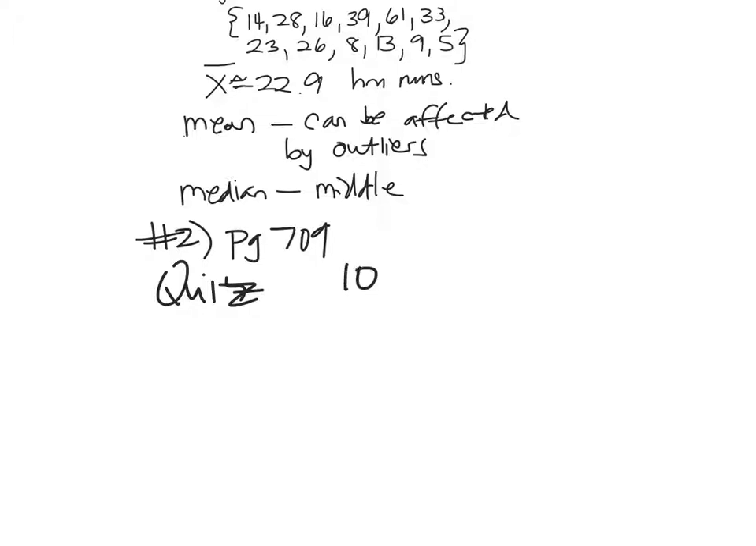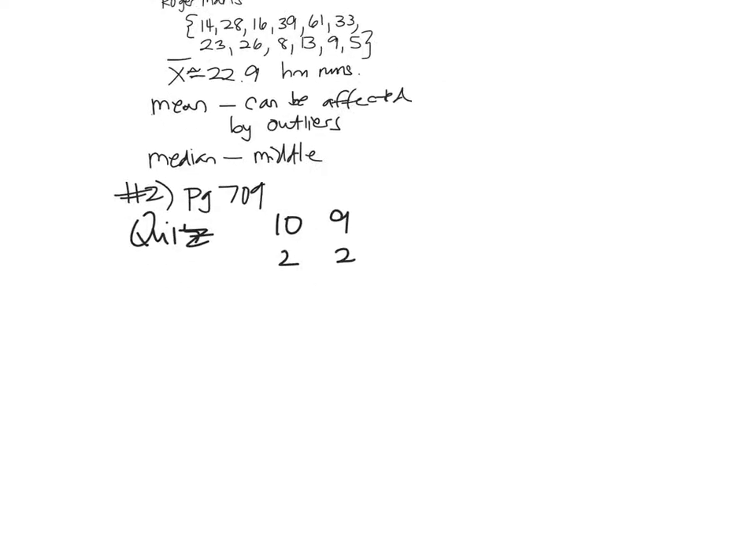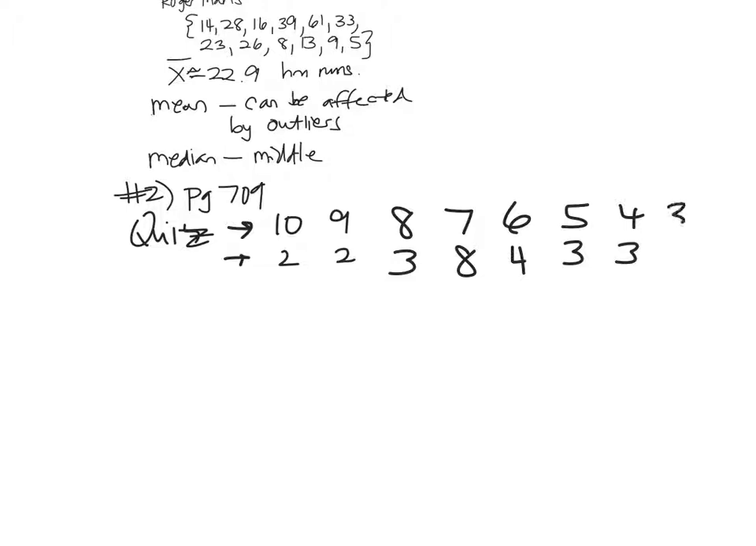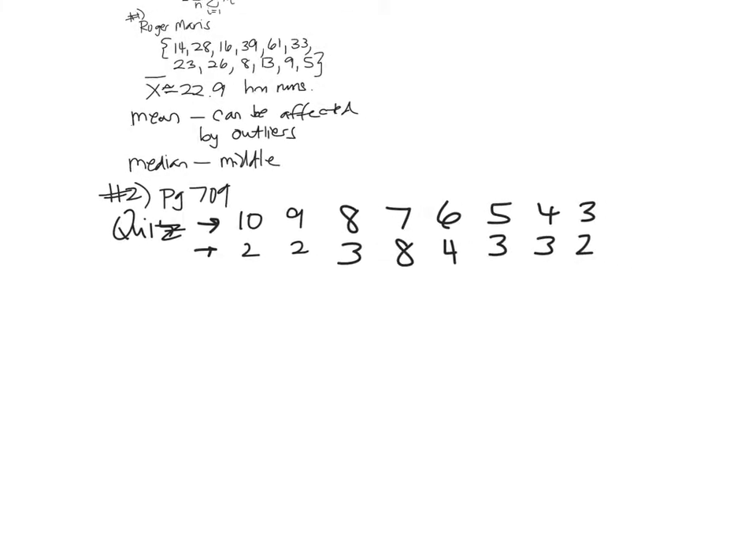And 2 people got a 10 on it. 2 people got a 9 on that quiz. 8, 3 people. A score of 7, 8 people. So the score is right here, and then this is the frequency down here. And then 6, 4. 5, 3. 4, 3. 3, 2. 2, 1. 1, 1. And someone got a 0. Oh, that's sad. I know, that's really sad.